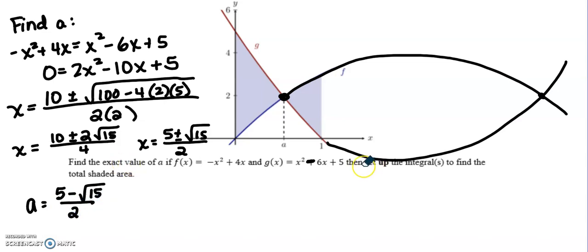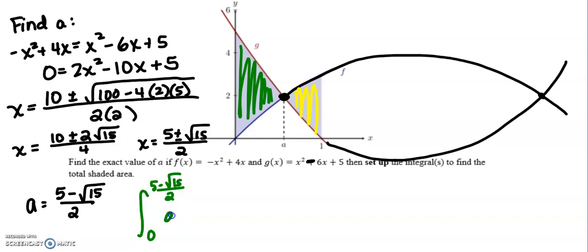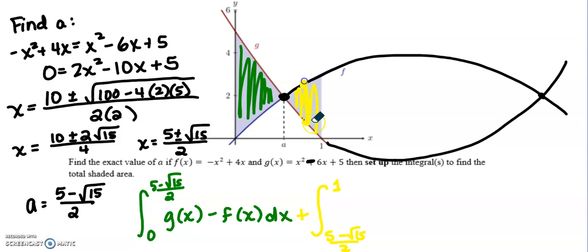We're supposed to then set up the integral to find the total shaded area. Remember, here we have two areas. If I paint up and down, I have this green area and I have this yellow area. And when I find the green area, I'm going to sum between 0 and a of top, which is g of x, minus f of x with respect to x. Then I'm going to add to that from 5 minus the square root of 15 over 2 until 1, my new top minus bottom, which is f of x minus g of x.